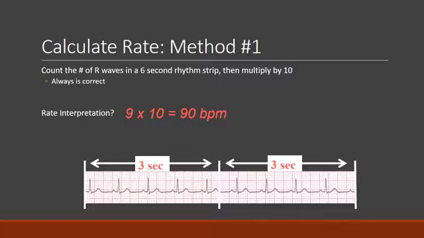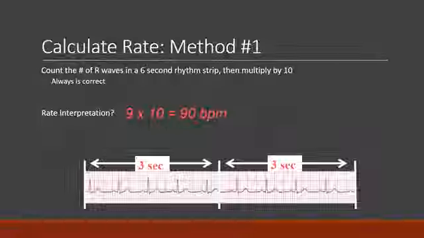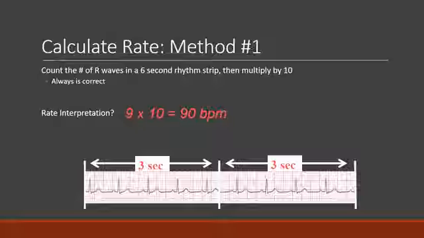So once again, we're going to identify on our strip the big vertical markers here. The vertical markers indicate every 3 seconds, so we've got 2 sections here. All right, so we'll count the R waves. We can see we've got 1, 2, 3, 4, 5, 6, 7, 8, 9. 9 times 10 would be 90. So our number of beats per minute is about 90. Once again, the number of R waves in a 6-second strip and then multiply by 10.